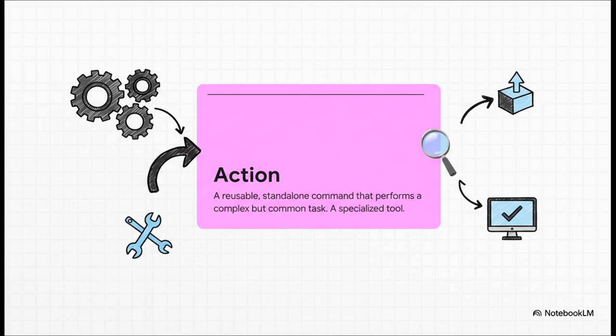Think of an action as a specialized power tool. Why write a bunch of complicated script to, say, check out your code or set up a specific version of a programming language? You don't have to. You just grab a pre-built action off the shelf. It's this brilliant, reusable component that makes doing common stuff super fast and, more importantly, super reliable.